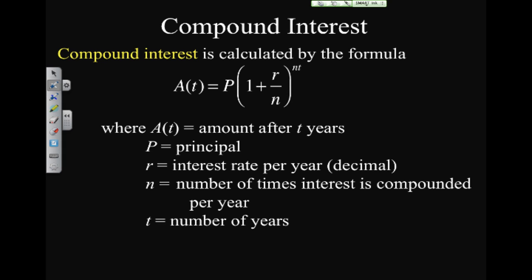But things that we have to worry about are: A of t is the amount after t years. P stands for the principal, which is the original amount or the initial amount. R is the interest rate per year, and that has to be written as a decimal. N is the number of times the interest is compounded per year, and then t is the number of years. So that formula, it's going to be important for us to know what those things stand for.